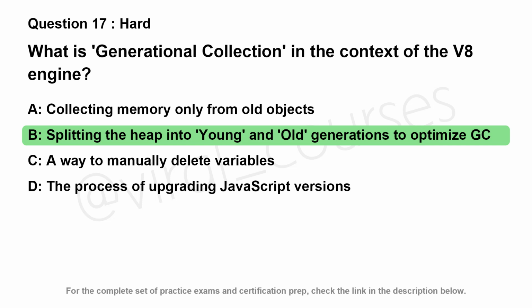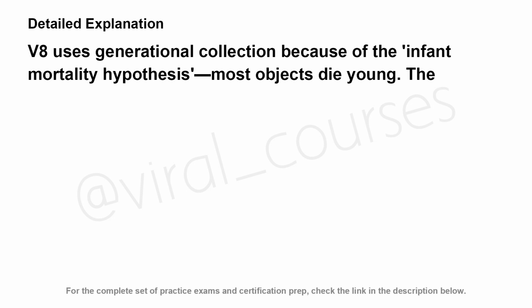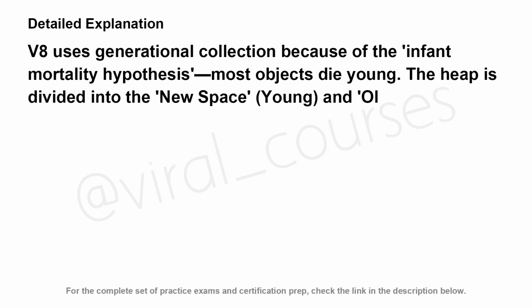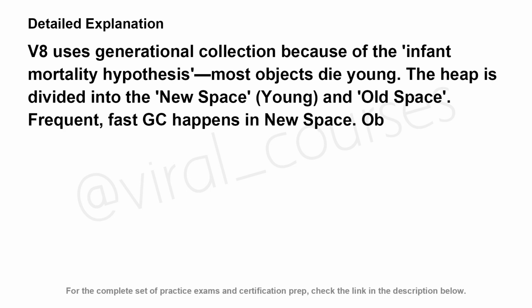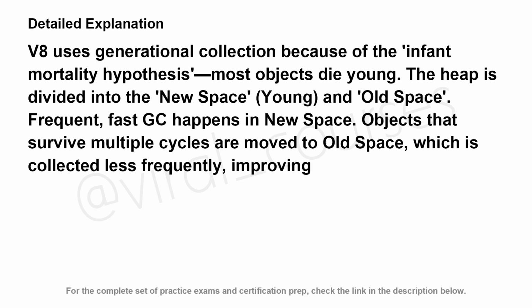The correct answer is B. V8 uses generational collection because of the infant mortality hypothesis. Most objects die young. The heap is divided into the new space, young, and old space. Frequent, fast GC happens in new space. Objects that survive multiple cycles are moved to old space, which is collected less frequently, improving overall performance.